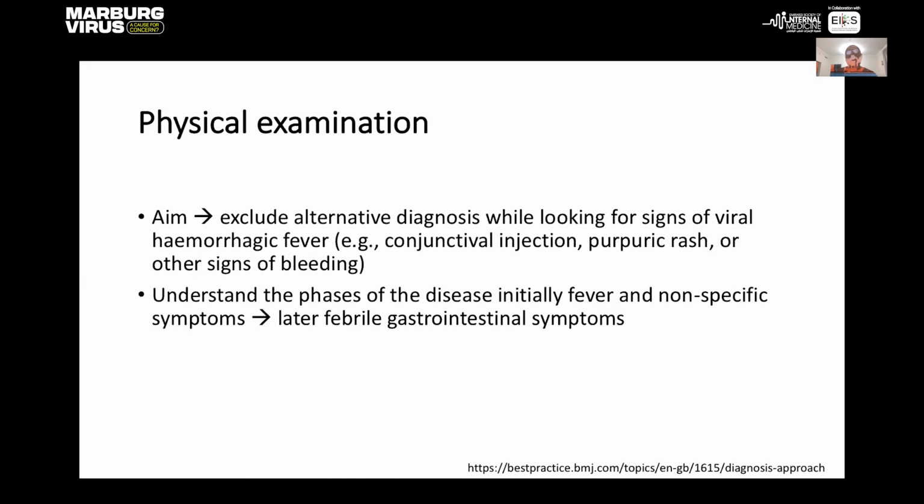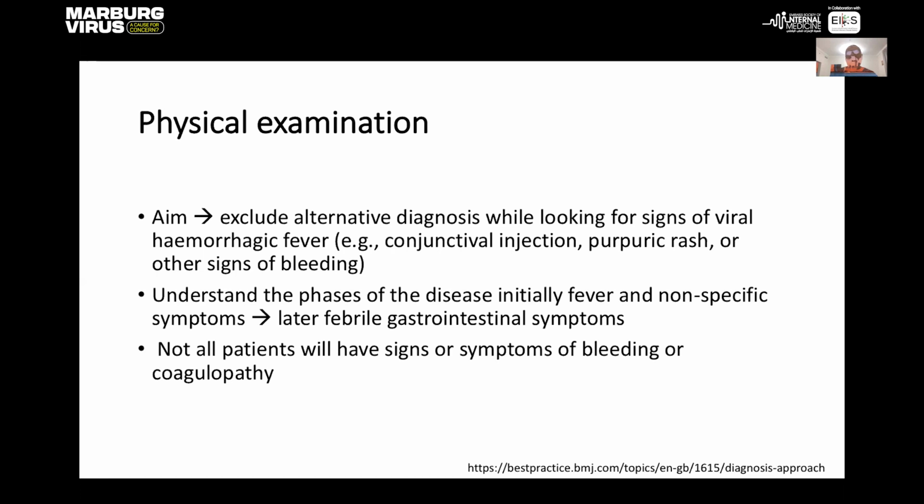Again, can you just, on the basis of this, know that this is hemorrhagic fever? The answer is no. Not all patients will have signs or symptoms of bleeding or coagulopathy. And hence, clinical judgment or clinician-based thinking is very important.